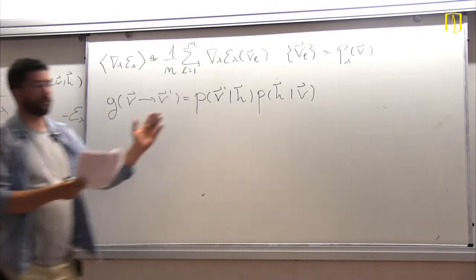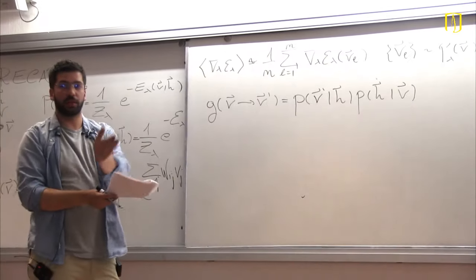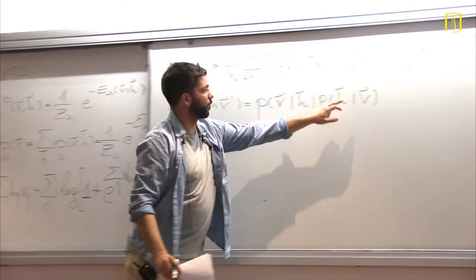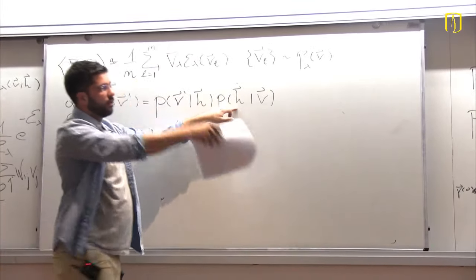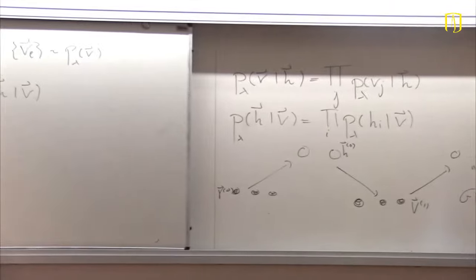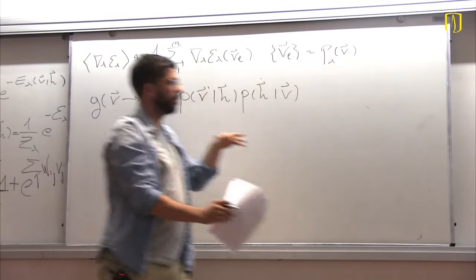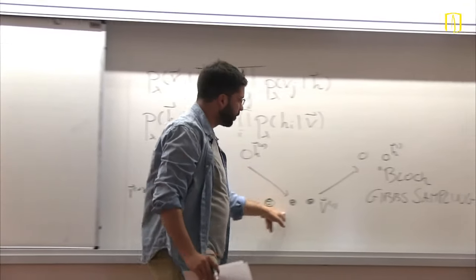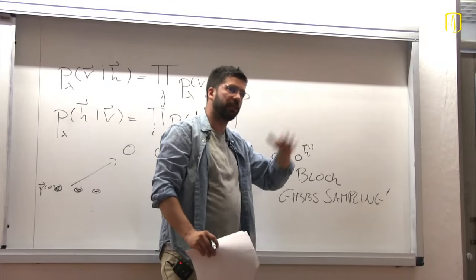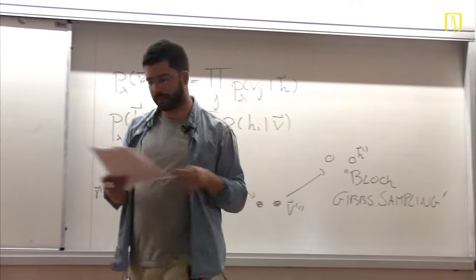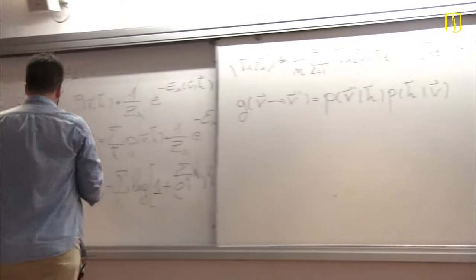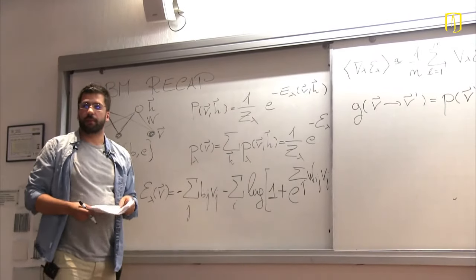So to go from one visible state to the next one, from here we sample the hidden layer, and then from the hidden layer we resample the visible layer. So there are two steps, sample and sample, and you keep doing this back and forth. That's this block Gibbs sampling procedure. Any question about the sampling?